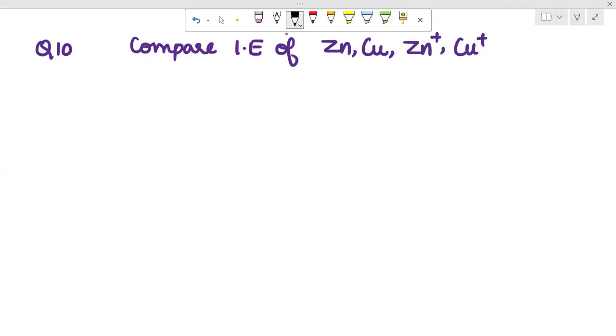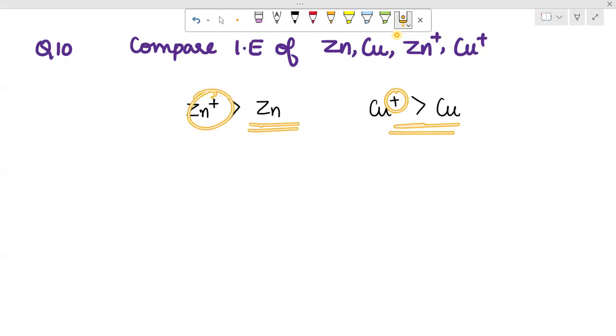Okay, so we already know that the cation's ionization energy will be definitely higher than the parent species. If you compare Zn plus and Zn, the ionization energy of Zn plus will be higher, right? And if you compare Cu plus and copper, the ionization energy of Cu plus will be higher. Why? Because the positive charge increases the Z effective, making it harder to remove an electron. So now we understand that Cu plus is greater than Cu and Zn plus is greater than Zn.